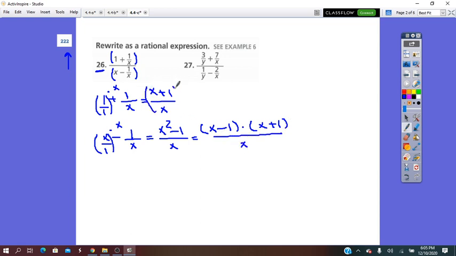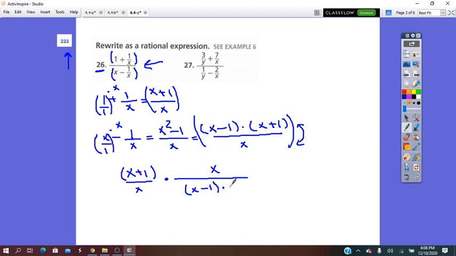Now we take the numerator and denominator and move them back into our fraction. The first one, keep it, x plus 1 over x. The fraction line represents a division operation, so divide changes into times the reciprocal of the second one, which means x over x minus 1 times x plus 1. Simplify by common factor, it will be equal to 1 over x minus 1. So this is the answer in simplest form.